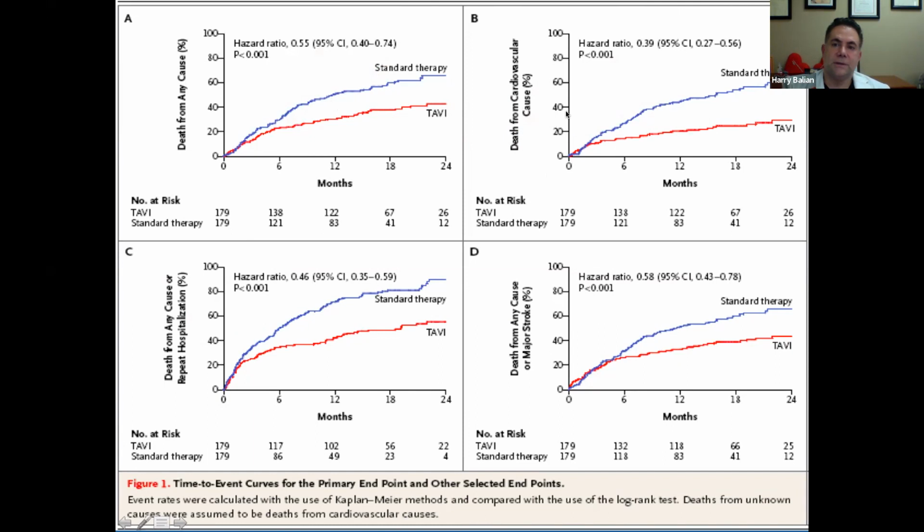So also, basically, the death from cardiac causes were lower, death from repeat hospitalizations were lower with SAVR, and death from major strokes were also lower.